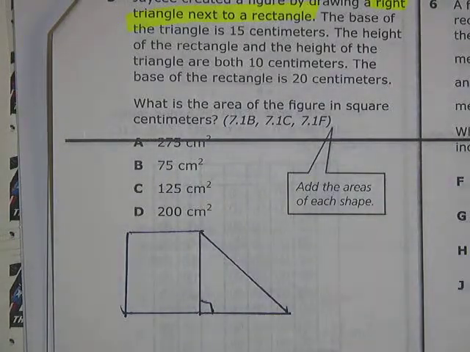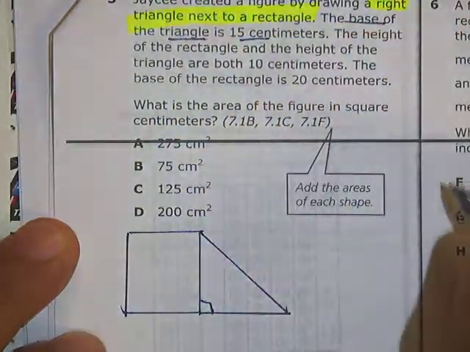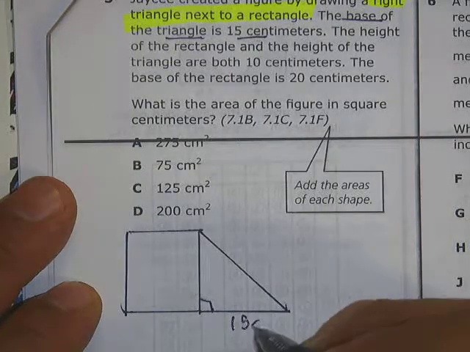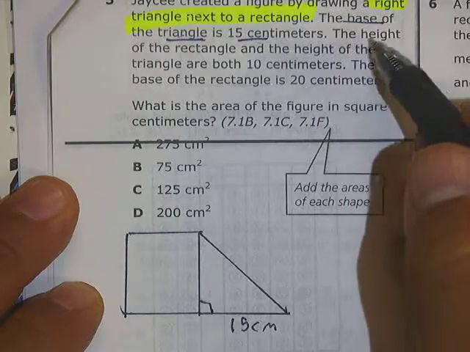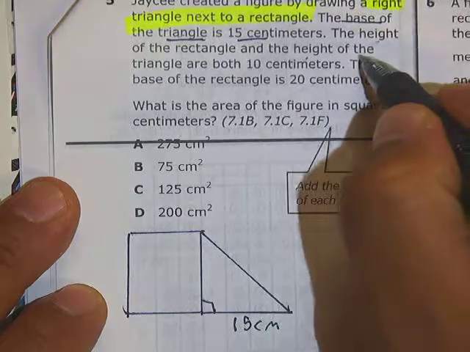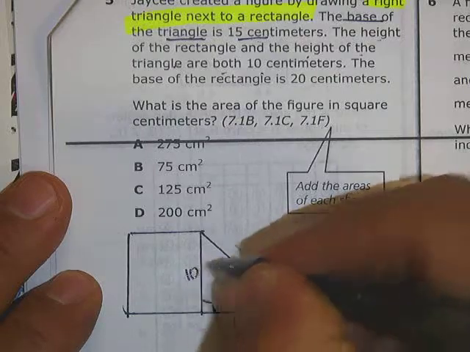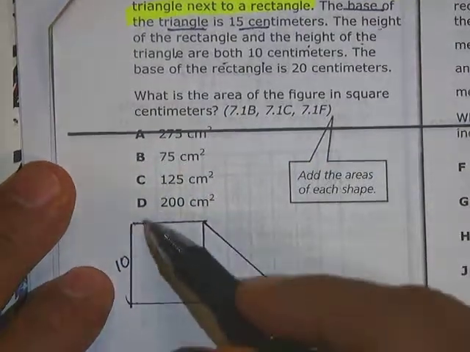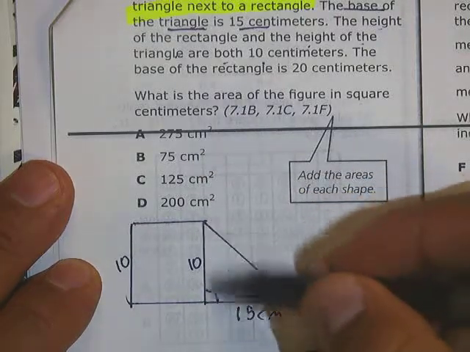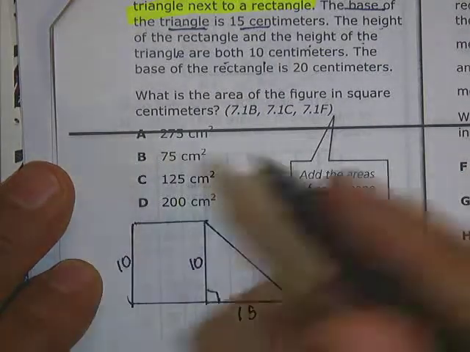It says there, the base of the triangle is 15 centimeters. So the base of the triangle, well, that's the base right here. So this is 15 centimeters. The height of the rectangle and the height of the triangle are both 10. So the height of the rectangle, which is this one, or this one, they're both the heights. This can be the height of the triangle, and the rectangle, both the same one, because they're sharing a side.